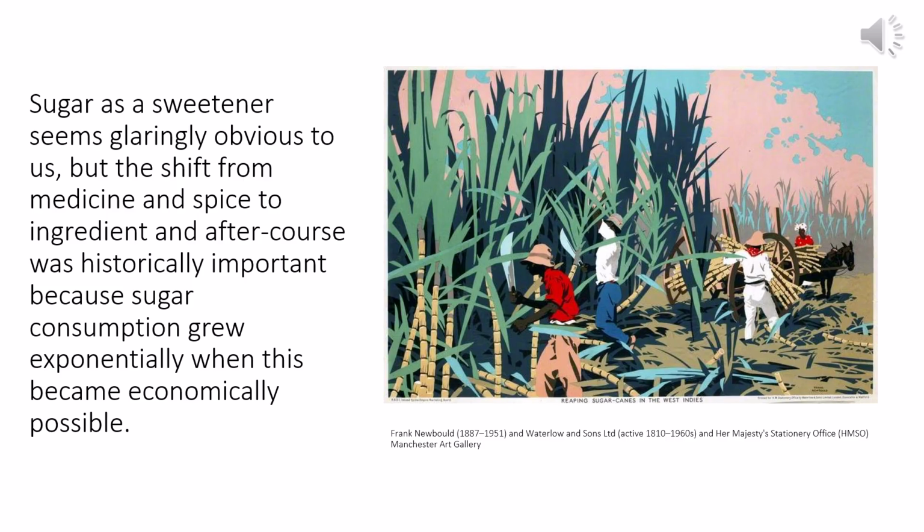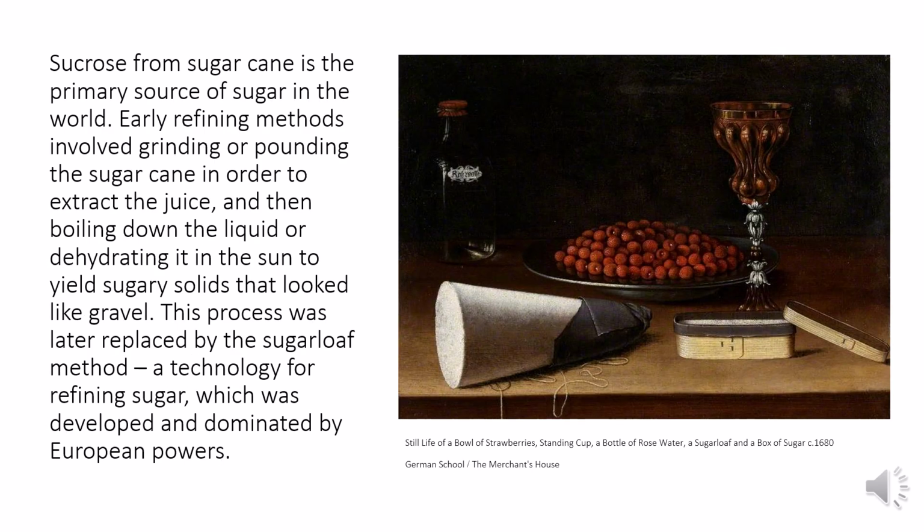Sugar was once used as a medicine or spice, but when it became cheap and was used as a sweetener, its consumption grew rapidly. Sucrose from sugarcane is the main source of sugar worldwide. Early methods involved crushing the cane to get juice, then boiling or drying it to produce gravel-like sugar. Later, Europeans developed a more advanced sugar loaf refining method, which they came to dominate.